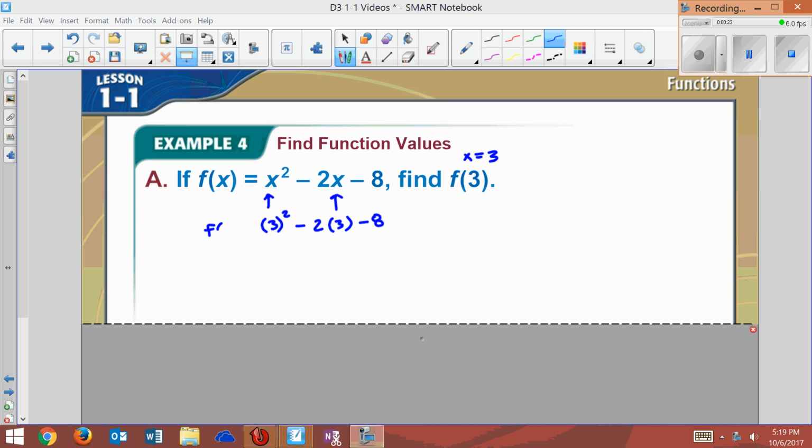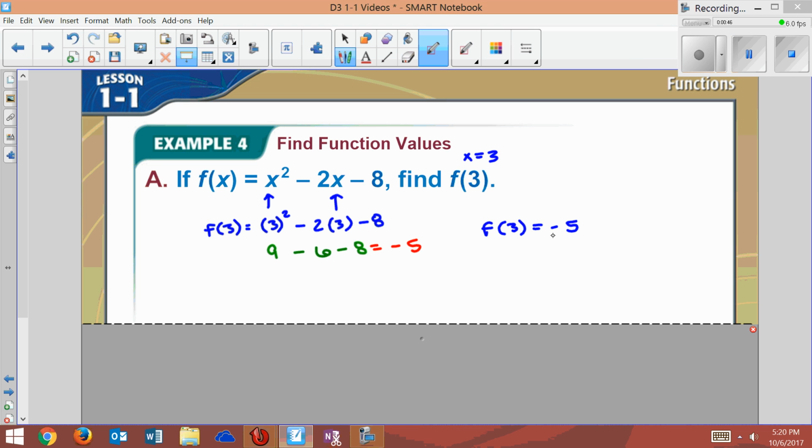This is how we will find f of 3. And now you can just do the math. 3 squared is 9. So we have 9 minus 2 times 3 is 6, which right now takes us to a value of 3. Minus 8 more, what do we get? We should get negative 5. So negative 5 is our solution. The way you could write this is you'd say f of 3 equals negative 5.